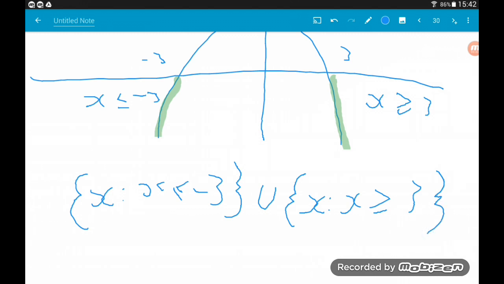Okay guys, I think that's enough fun for this video. So the big things to take away are collect everything on the same side, get a 0 on the other, set the function equal to 0, solve it, hopefully by factorising. If you can't factorise it, use another method, find your x-intercepts, sketch a graph, then interpret your graph to solve the inequality.